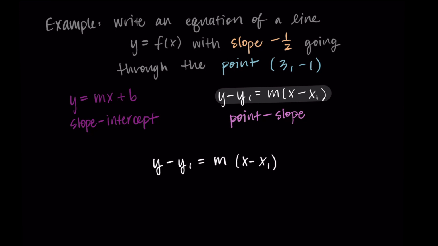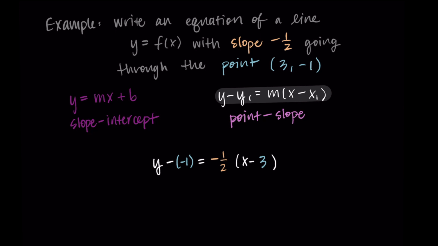What I do is just substitute in the relevant information. The slope is negative 1/2, that's my m value, and the point (3, negative 1) is my x1 and my y1. So this is going to look like y minus negative 1 is equal to negative 1/2 times (x minus 3). I just put in negative 1/2 for m, and the 3 and negative 1 for x1 and y1.